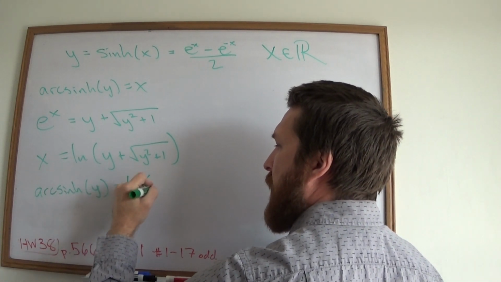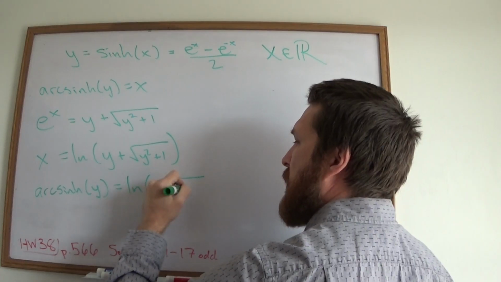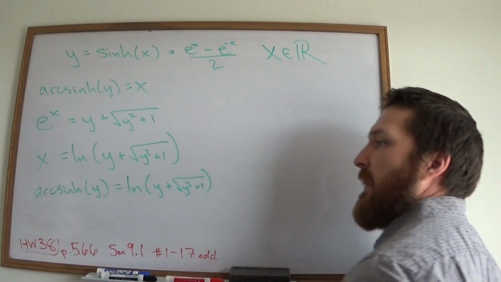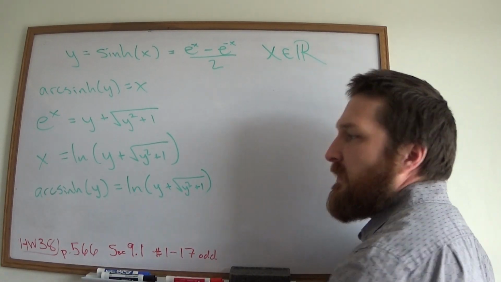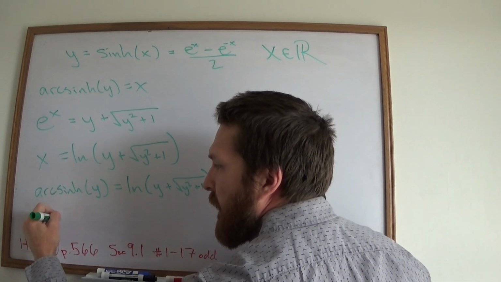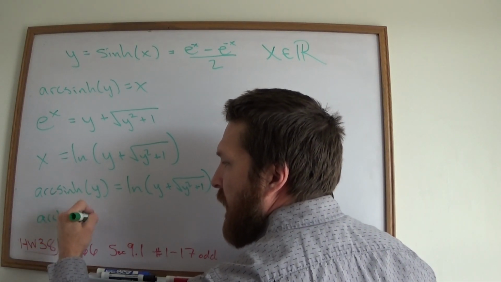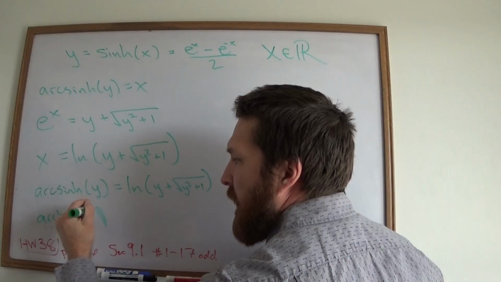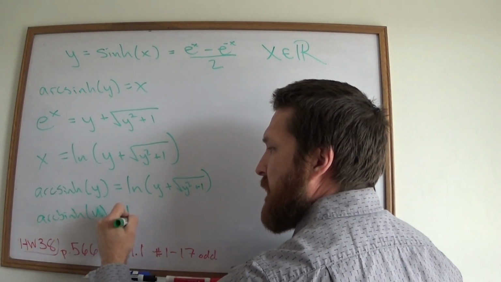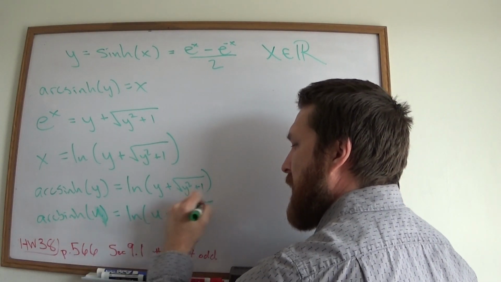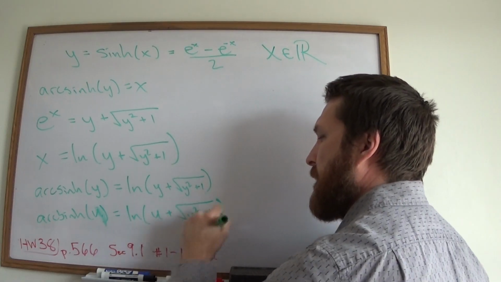Arc sinh is natural log of y plus root y squared plus 1. Just like that. And it doesn't need to be y, we could call it u. Arc sinh of whatever your variable is, log u plus root u squared plus 1.